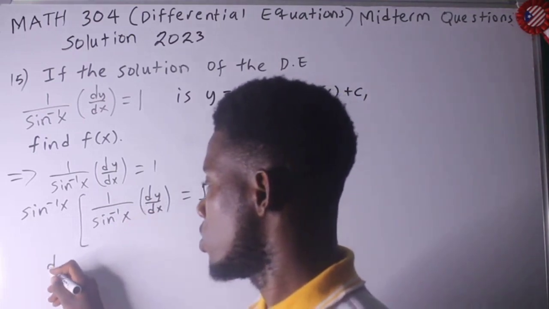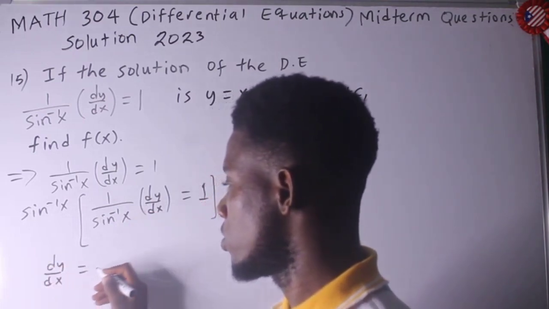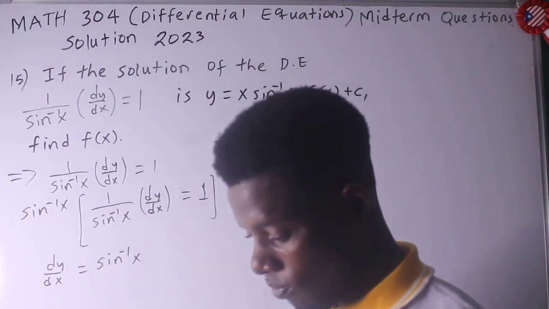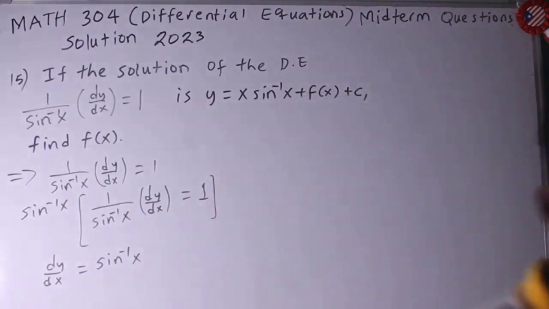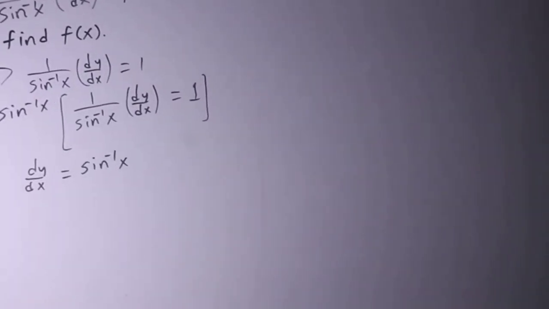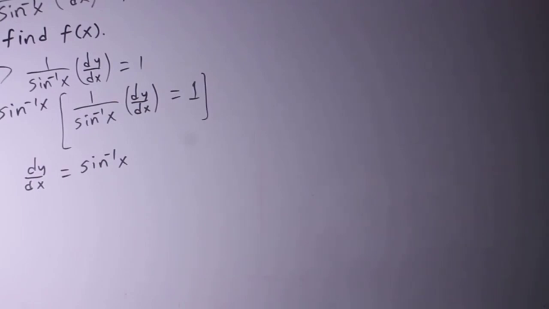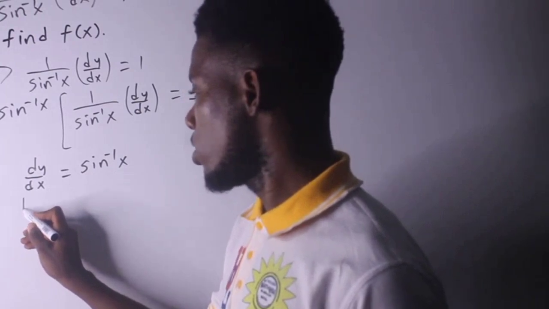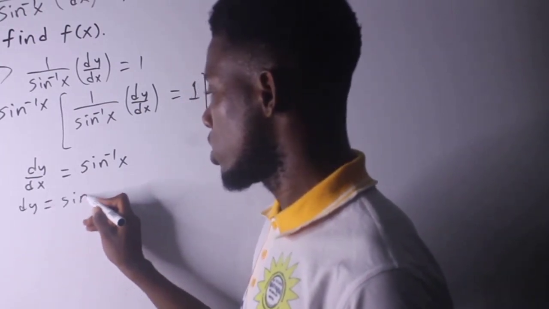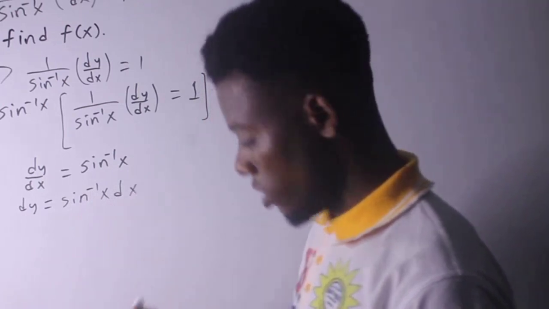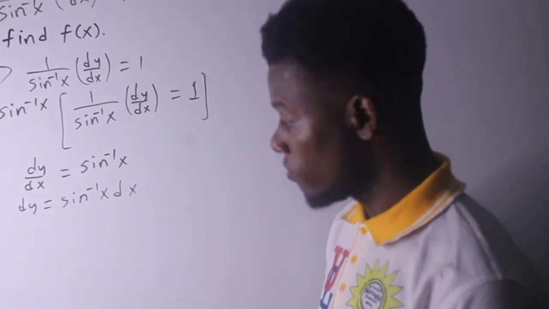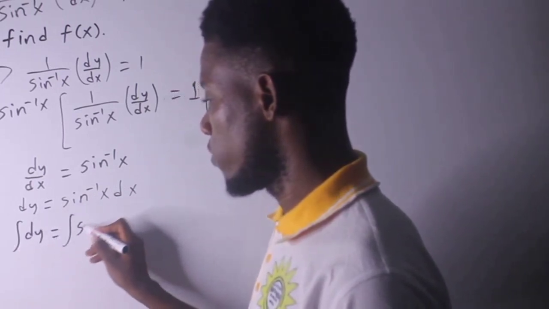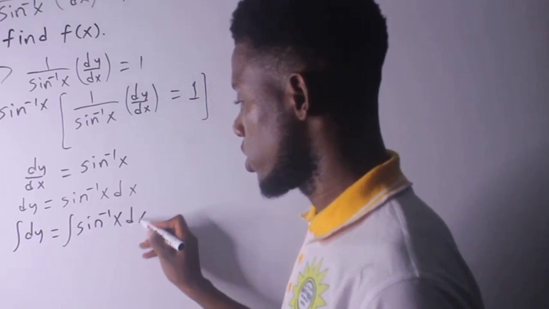We're just going to have dy by dx, which is equal to sine inverse of x. Now we separate the variables. How do we separate the variables? We multiply this side by dx, so we have dy equals sine inverse of x dx. Once we've done this, we can integrate both sides. So we have the integral of dy equals the integral of sine inverse of x dx.